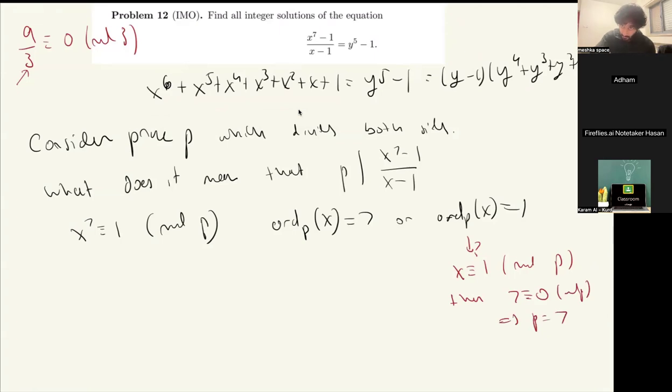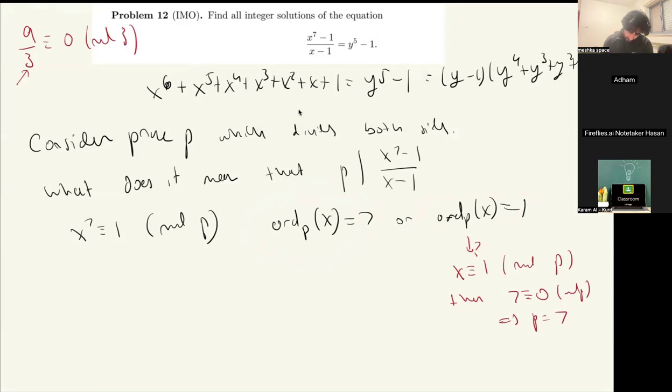Okay, so it could be either p equals 7, then you can have this case. But if p is not equal to 7, then it must be like this. Okay? Does it make sense? Yes, it's very nice.